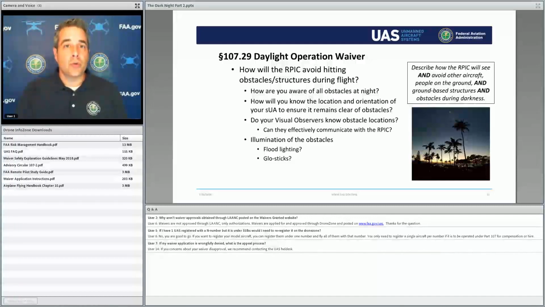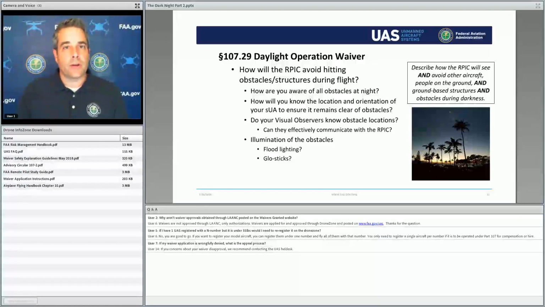Does your flight crew, your visual observers, do they know where all the obstacles are? How do they know? Can they communicate effectively with you? A lot of people talk about illuminating the operational area at night. Now, that doesn't work in every case because we all know part of the reason we fly at night is because of the unique photography or videography type information it can get us.